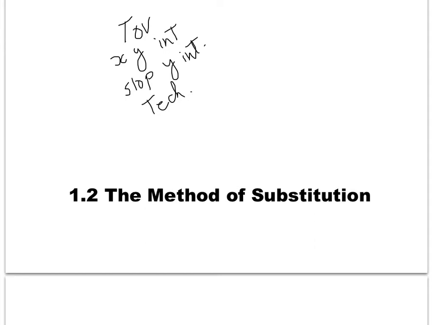So what is the other technique for solving a system of linear equations? This technique is called substitution. It's a very simple technique.